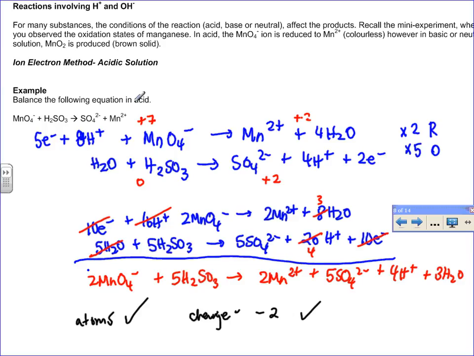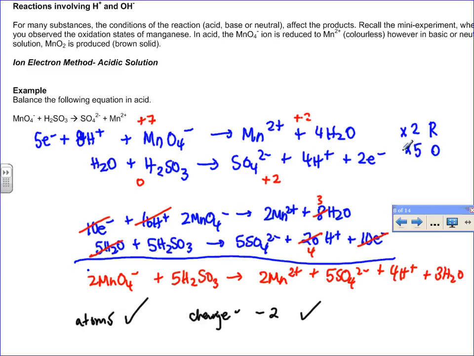Oftentimes when students first are learning the steps here, they're a little bit puzzled as to why, starting from the skeleton reaction, we need to do so many steps in order to come up with the balanced chemical equation. A few little things here. When we know that the conditions are acid or base, that doesn't necessarily mean that we know which side the hydrogen or the water will potentially be on, or whether or not there are going to be any H+ or H2O molecules in the overall balanced equation.